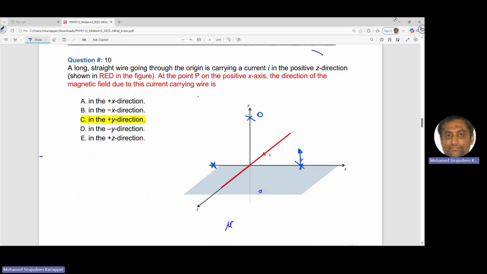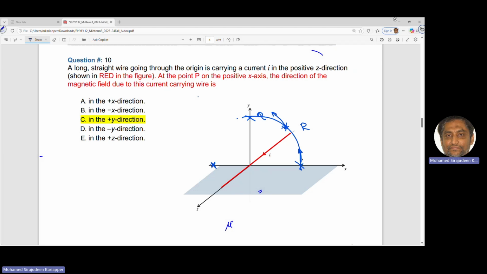Let me choose Q, point Q. What is the magnetic field direction at the point Q? Very good. Negative. All right. Let me choose another one between these two. Here, say R. It will be tangent to the circle, right?